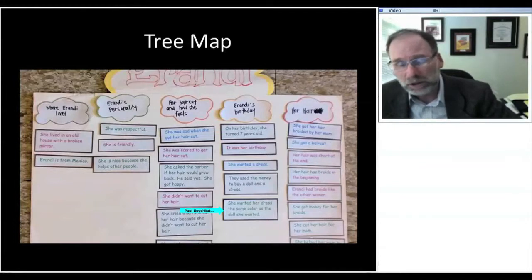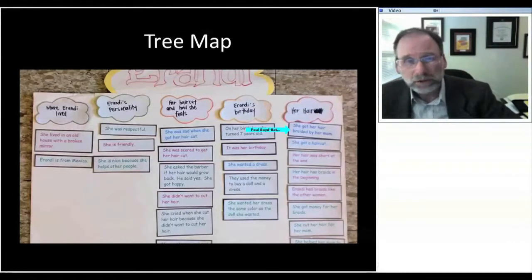Well, if I were a beginning student, I can choose sentences to copy to make my own writing about the story. If I were an intermediate level student, I can choose sentences here and here and here to make paragraphs as I write it. If I'm an advanced student, I can make a paragraph about this, a paragraph about this, a paragraph about this, a paragraph about this area, and a paragraph about this area. And suddenly, I'm writing multiple pages with the help of one chart.